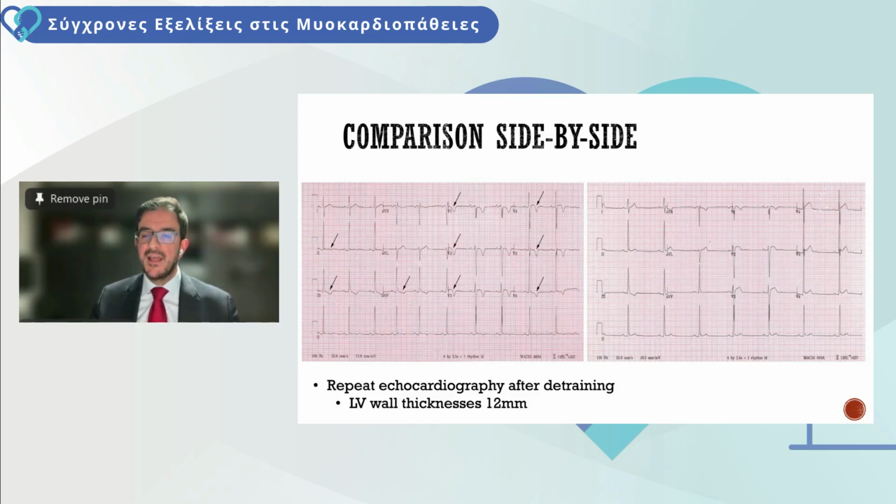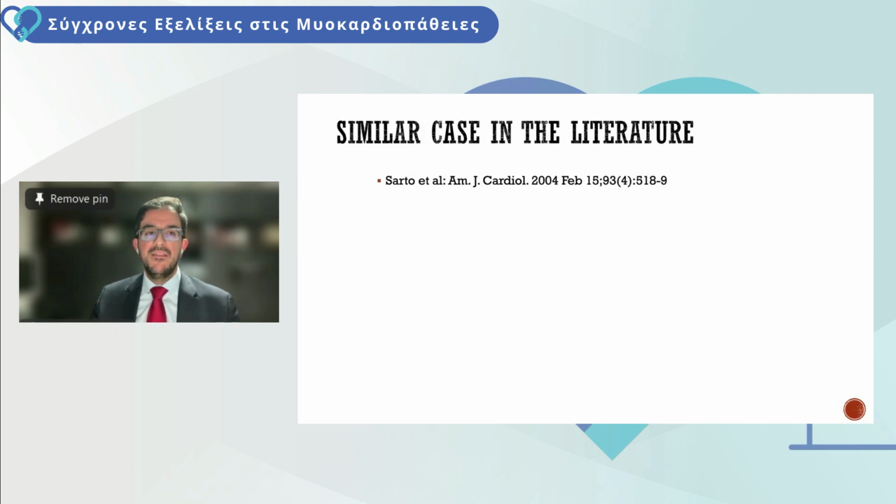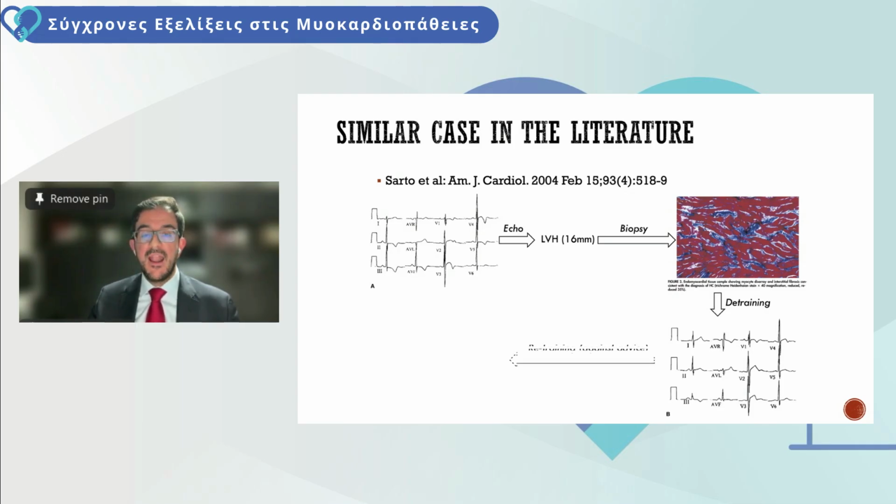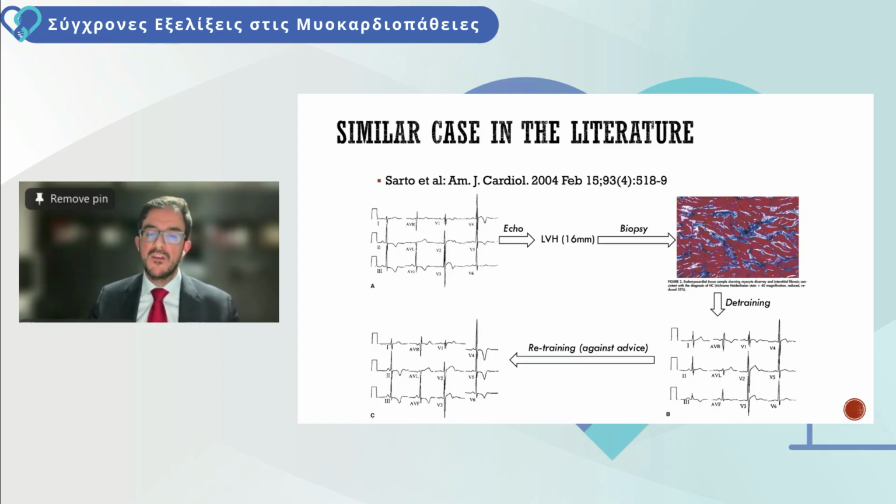So the question now is, is that actually athletic adaptation to exercise? And this is a similar case that was presented in the literature many years ago. The reason why I'm showing you this case is because it starts with a similar sort of ECG with a wall thickness of 15, 16 millimeters. And in this particular case, they did a myocardial biopsy and they proved myocardial disarray. So he's got hypertrophic cardiomyopathy. But with detraining, the ECG completely normalized. And then when he started to train again against their doctor's advice, he went back to his original ECG. So my message here is, with detraining, if it does not resolve, it is probably pathological. But if it resolves, don't consider that it's necessarily physiological.